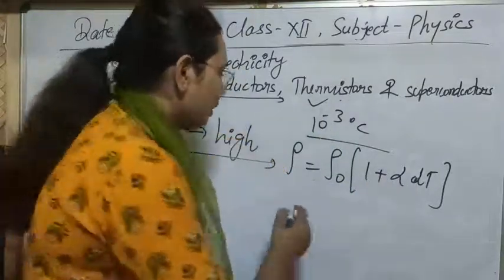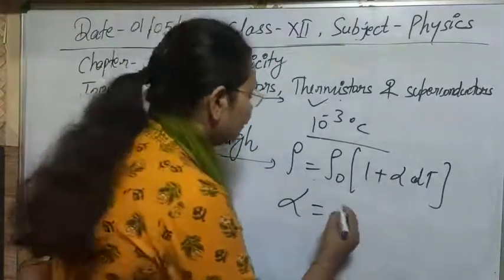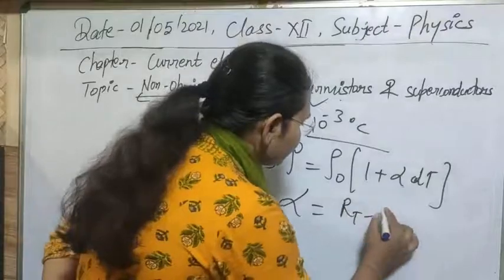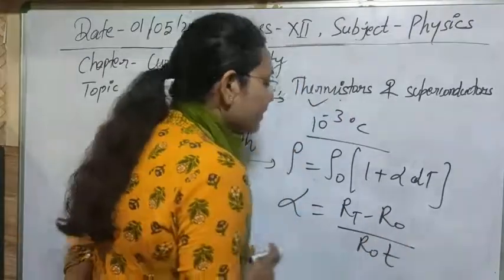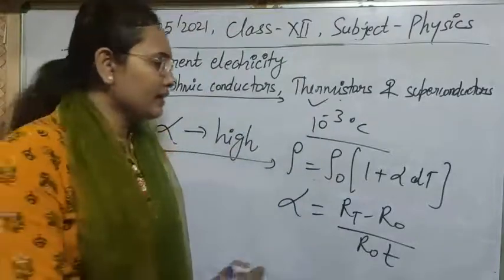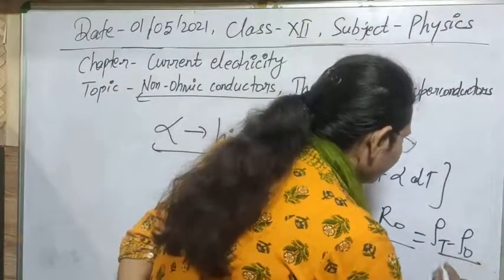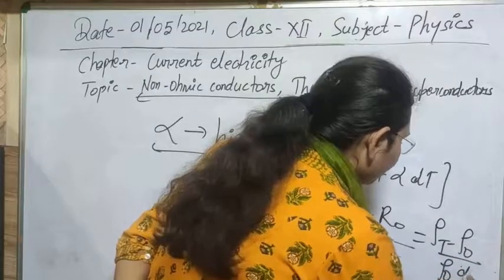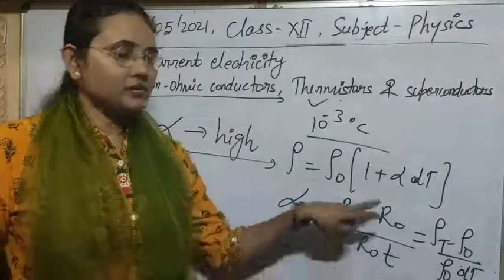And alpha we have defined, in terms of resistance, as R_T minus R_0 divided by R_0 times T. Or in terms of resistivity you can also write it, so in terms of resistivity it is obtained just like this, with dT. So this is in terms of resistivity, and this is in terms of resistance.